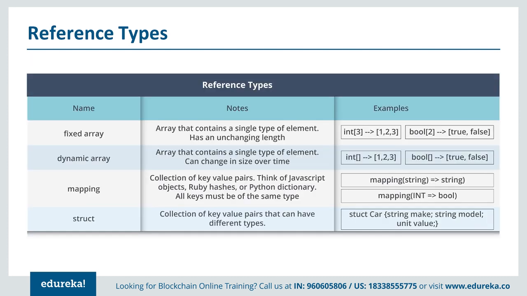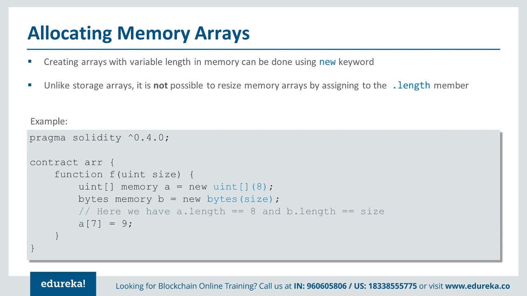We can define dynamic arrays like we define these dynamic classes. We have seen mapping, we have seen structures. These are dynamic arrays where you are defining an 8-byte array. This is a dynamic string that we are defining based on the size as a parameter.